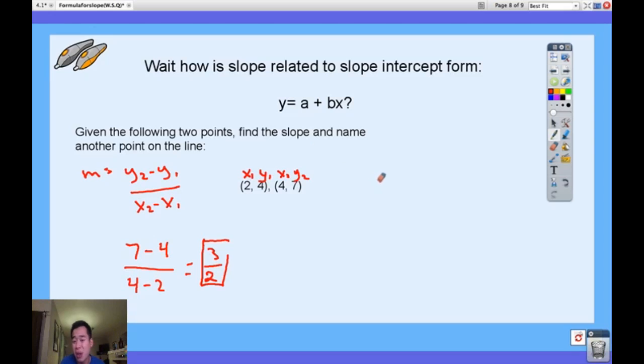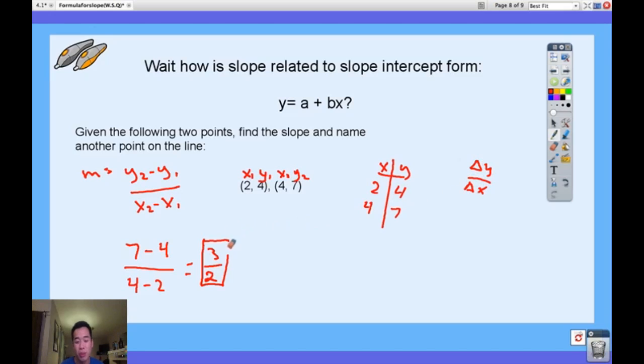So when you need to find another point, just create a quick t-table. It looks something like this. X, y. I'm going to put in the points that they give me, 2, 4 and 4, 7, and my slope is 3 over 2. Common misconception here: you think that x is changing by 2 and then y is changing by 2. No, remember that slope is defined as delta y over delta x.